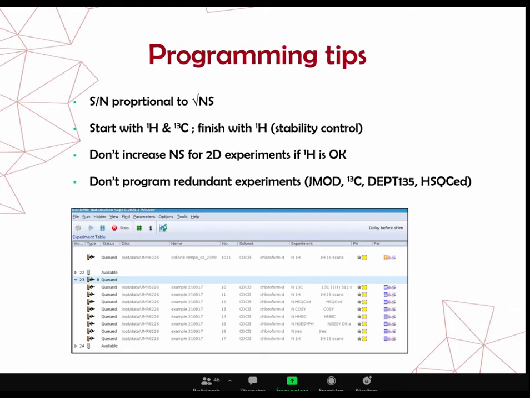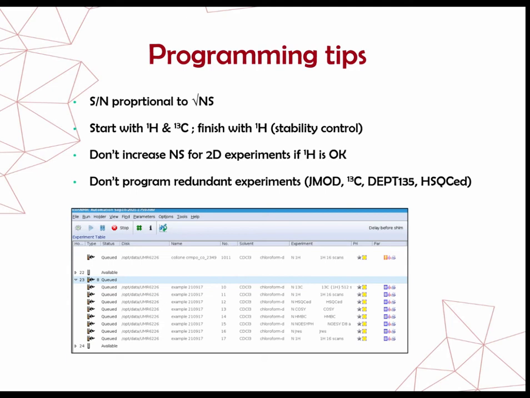Okay, just a few slides on programming tips to save spectrometer time. Please remember that your signal to noise ratio is only proportional to the square root of the number of scans. So increasing the number of scans is not the only solution. If you have some compound, put it in your sample, because increasing the number of scans is very time consuming.